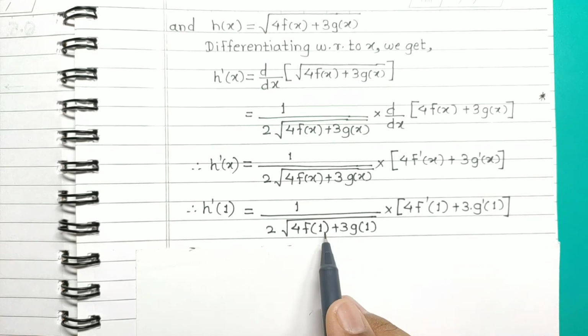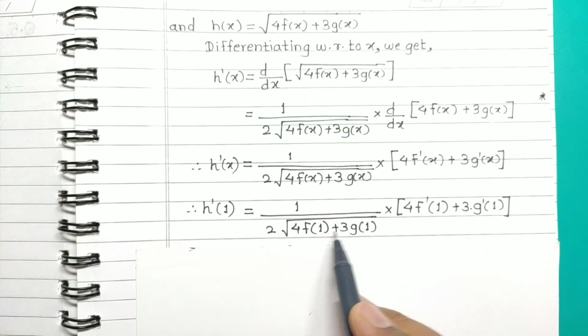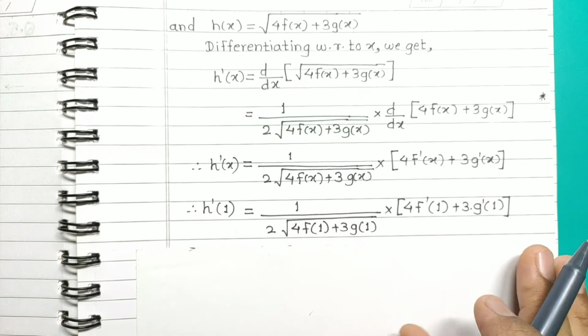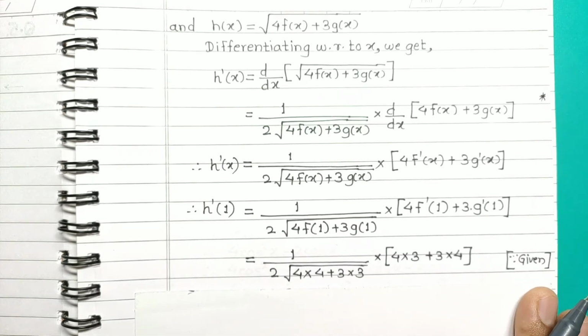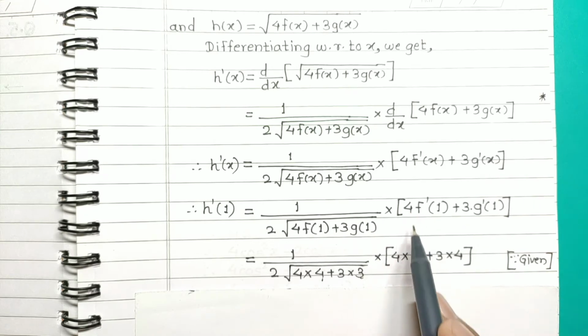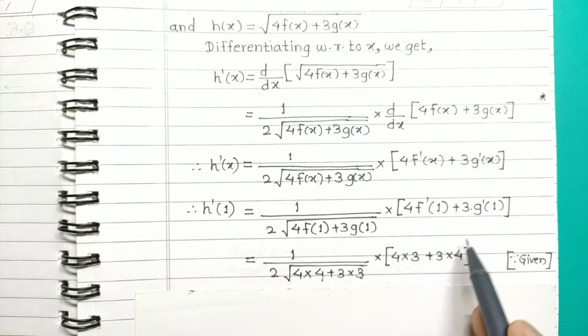So now let's substitute these values which we are given. So f of 1, g of 1, f dash of 1 and g dash of 1, those values are given to us. So we have 1 upon 2 into square root of this 4 as it is. F of 1 is given as 4 plus 3 into g of 1 is given as 3 into 4 as it is. F dash of 1 is given as 3 plus 3 as it is. G dash of 1 is given as 4. Since these values are given to us, we have substituted for those values.